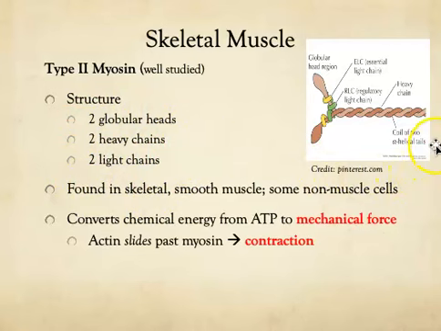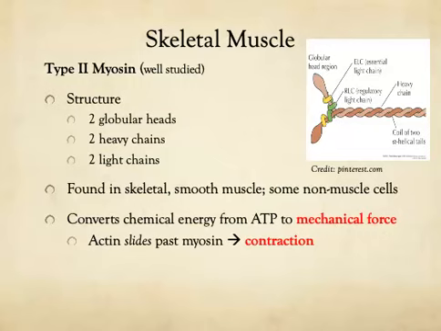Over here on the right-hand side of the slide, you're looking at a drawing of a myosin type 2 protein. The globular heads are sticking off of one end of the protein. The double coiled helical chains are found leading off from those globular heads. And we can see some light chain regions in between those two structures.